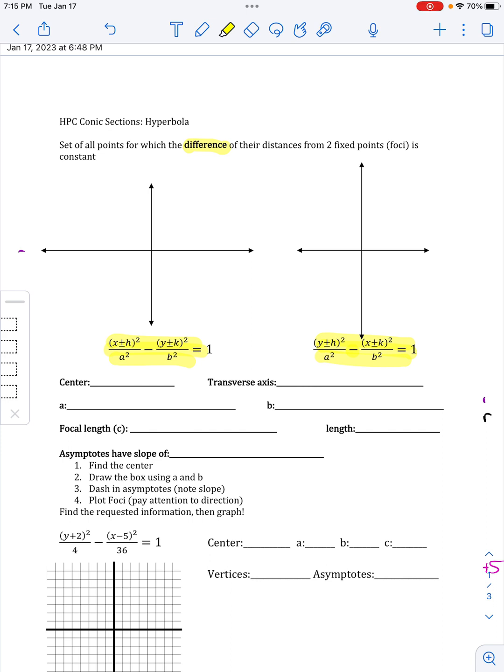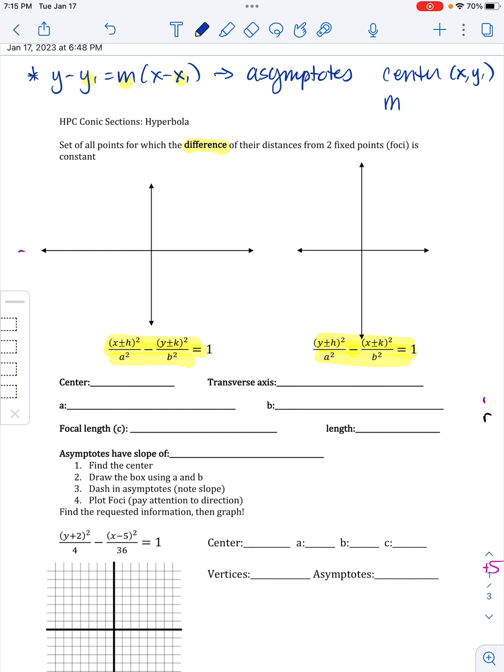So one of the things we're going to need today, and I just want to review it and get it on your paper, is the point slope form. We did lines every single year of your whole entire life. It's called the point slope form because you need to know a point and the slope. We're going to be using this because these graphs have asymptotes in them. So when they ask us for the asymptote equation, we're going to use that formula. We're going to use the center of the hyperbola as our x1, y1 point that it goes through, and then we're going to use the slope that we find for our asymptotes, which I'll teach you how to do.